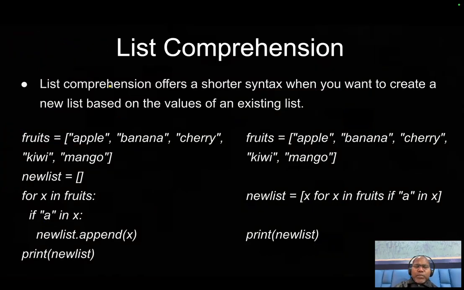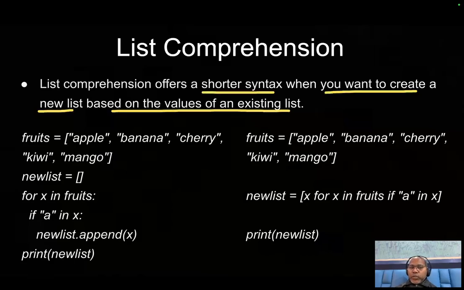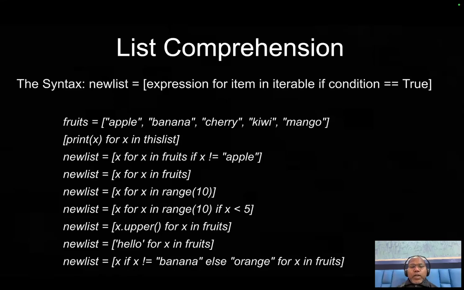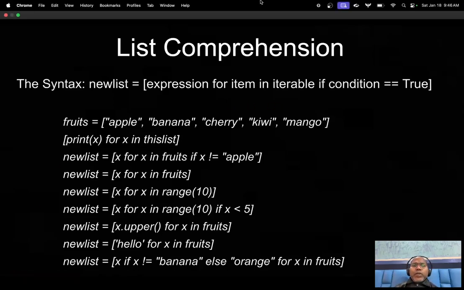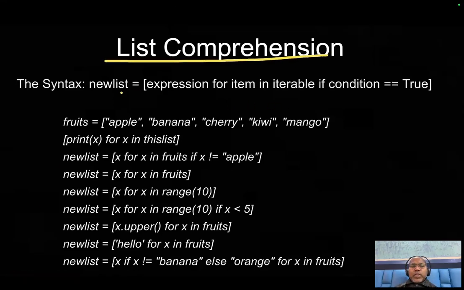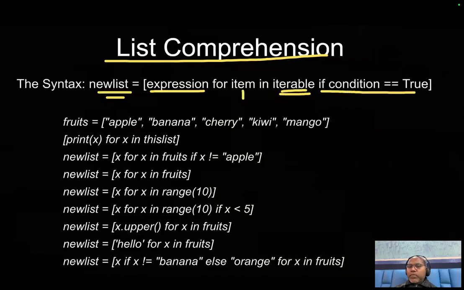Okay, sometimes whenever you read some developer's written shorter sentence, when you want to create a new list based on an existing list, you can use the list comprehension. And the list comprehension can be in different ways. This is the basic syntax, like a new list, your expression for your item in your existing list, condition if true. So these are the syntax.